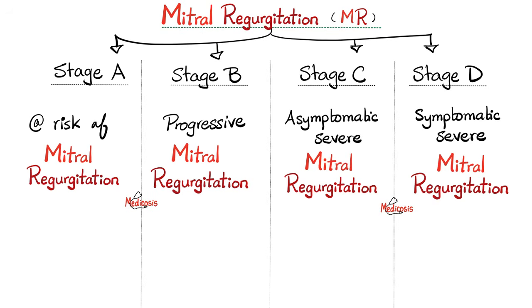Stages of mitral regurgitation, or any valvular heart disease for that matter. Mitral regurgitation, just like any other valvular heart disease, is divided into 4 stages. Stage A, Stage B, Stage C, and you will never imagine Stage D. Stage A, patient is at risk of mitral regurge. Stage B, patient has progressive mitral regurge. Stage C, severe yet asymptomatic. Stage D, severe and symptomatic.